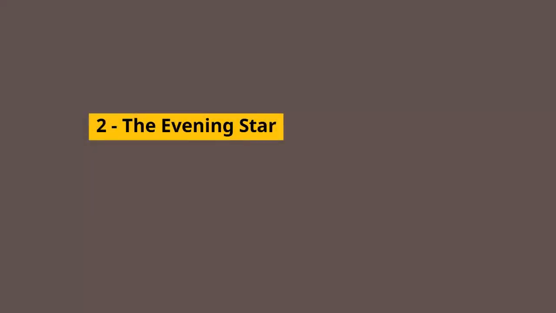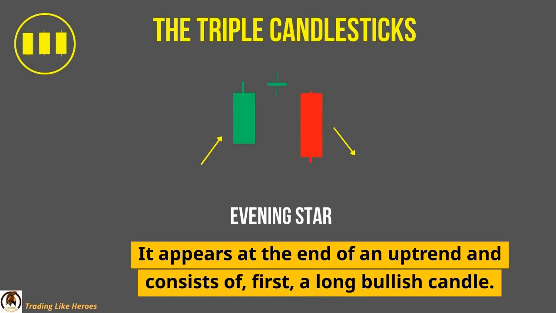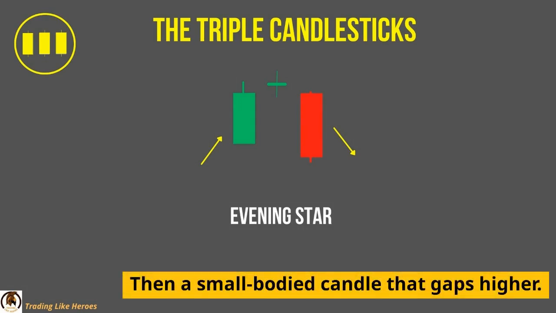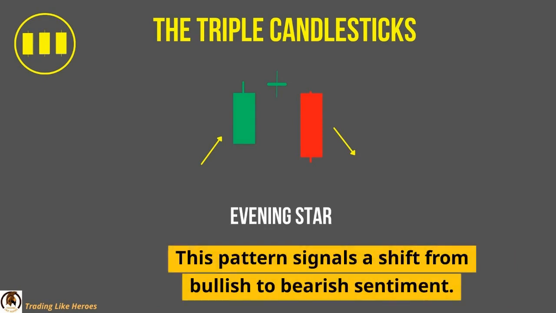2. The evening star. The evening star is the opposite of the morning star, indicating a bearish reversal. It appears at the end of an uptrend and consists of, first, a long bullish candle. Then a small-bodied candle that gaps higher. And a long bearish candle that closes below the midpoint of the first candle. This pattern signals a shift from bullish to bearish sentiment.